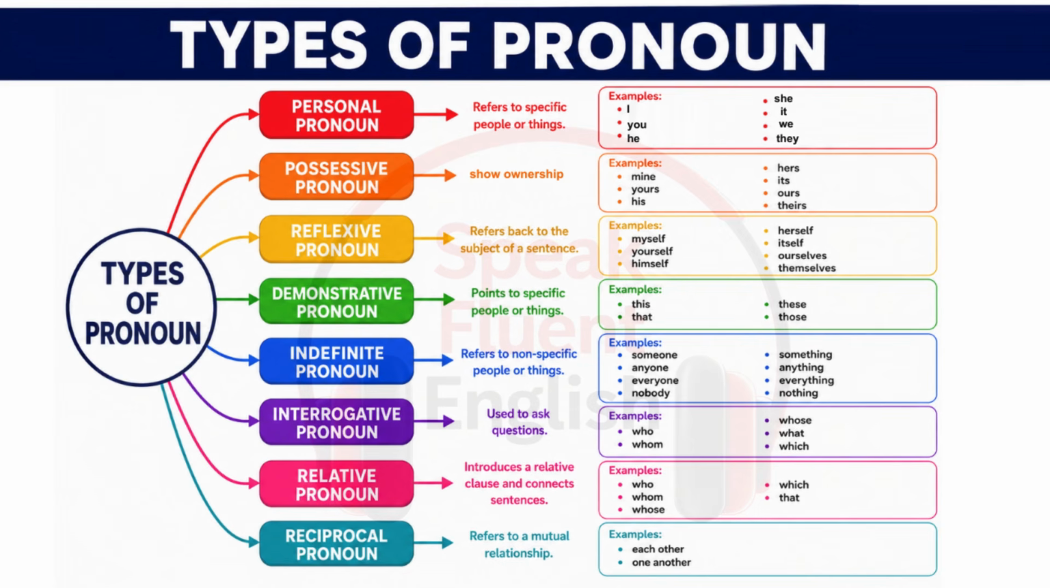Next, possessive pronouns. These show ownership or belonging. For example, mine, yours, his, hers, ours, and theirs. Now let's see simple sentences. Mine. This phone is mine. Yours. The blue pen is yours.